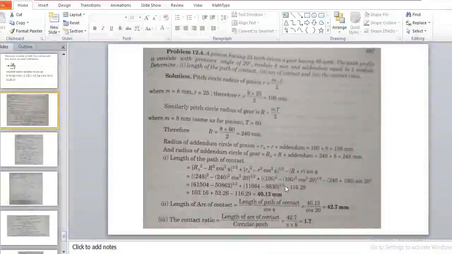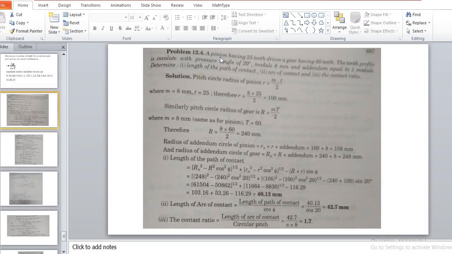In this video, we discuss some examples based on the path of contact, arc of contact, and contact ratio. In these examples, we have to find the addendum circle radius and pitch circle radius for a particular gear and pinion. In this example, a pinion and gear arrangement is given.